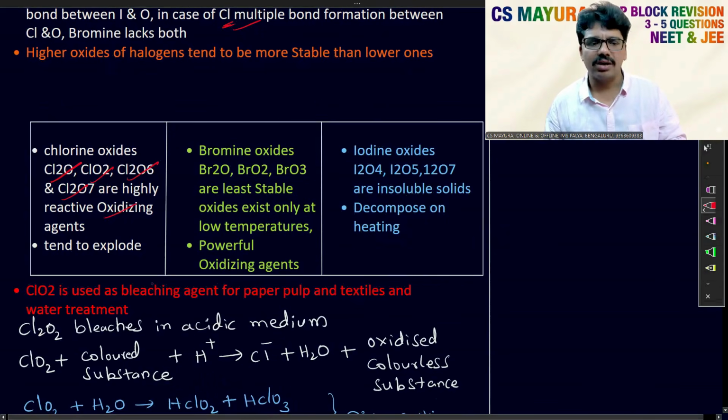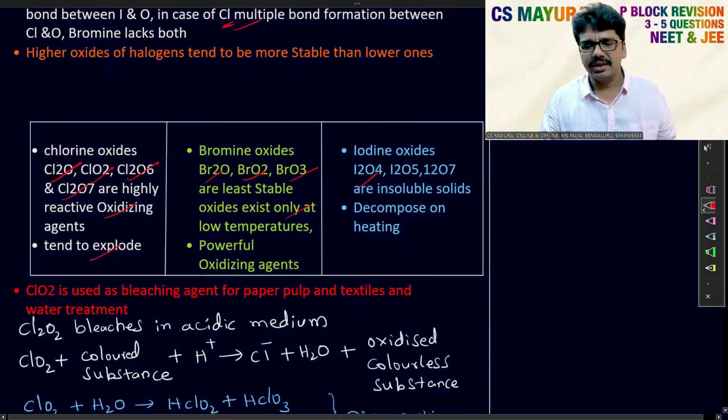They are strong oxidizing agents. They tend to explode. Strong oxidizing agent means there is fast reaction, so explosion takes place. Bromine oxides, Br2O, BrO2 and BrO3, they are least stable, right? They exist only at low temperatures and they are also powerful oxidizing agents. So as they are less stable, they are powerful oxidizing agents.